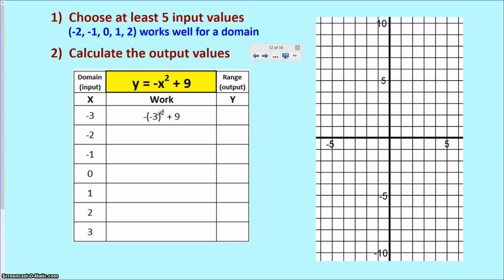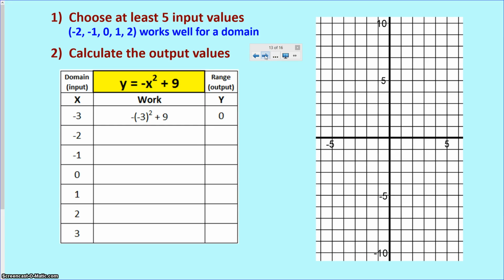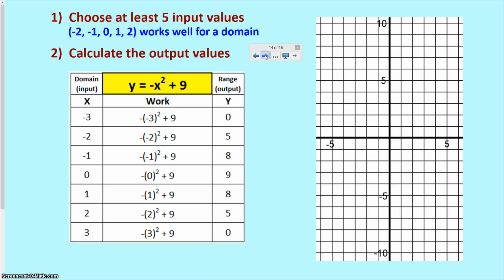Negative 3 times negative 3 is positive 9. Then take the opposite value of positive 9, which would be negative 9, and then take negative 9 plus 9. So your answer ends up being 0. Okay? See if you can fill out the rest of the table. Pause the video, try to fill it out, and come back. If you do that correctly, you will again get a symmetric pattern. It goes 0, 5, 8, 9, 8, 5, 0.